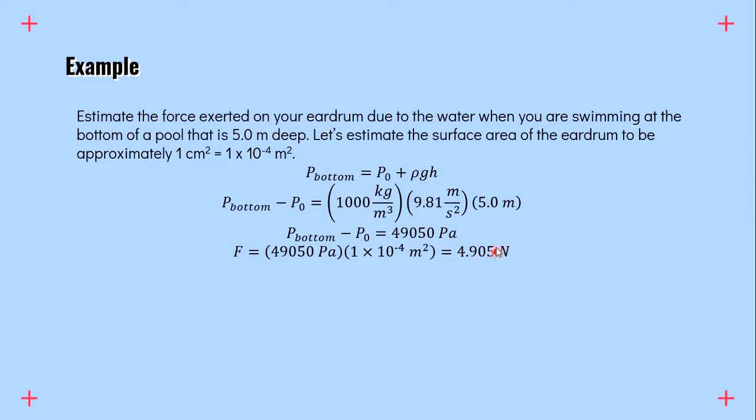Now, how much force does this pressure exert on your eardrum if your eardrum is 1 centimeter squared? Force is equal to pressure times area. So 49,050 pascals times 1 times 10 raised to negative 4 is equal to 4.905 newtons, approximately 5 newtons on your ears. That's a little painful and uncomfortable.